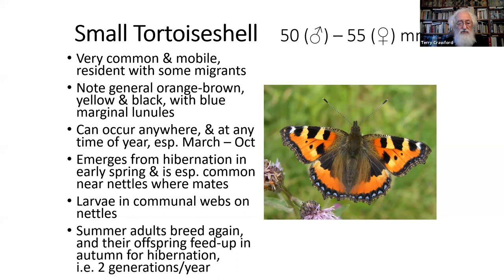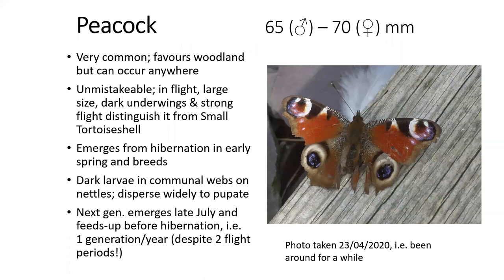Adults breed again, and then their offspring feed up in the autumn for hibernation. So whereas the brimstone, we had two flight periods, but only one generation, with the small tortoiseshell, we get two generations per year. Possibly in some exceptionally good years, there might even be three, but generally two generations per year. The next one is the peacock, which is sometimes confused with small tortoiseshell.